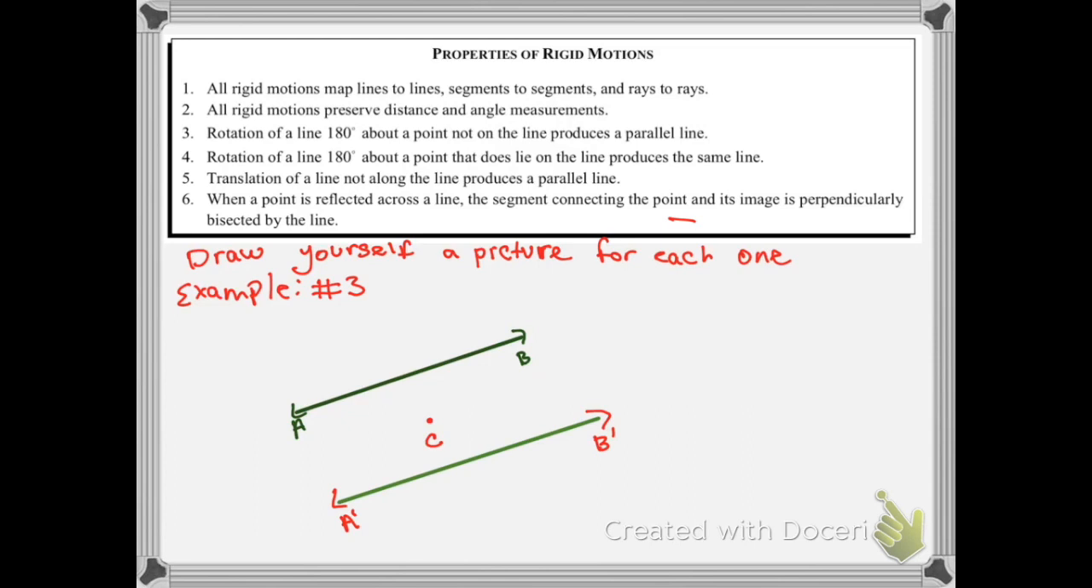Now these 2 lines are going to be parallel. These 2 here are parallel. They will never, ever touch. That's the idea here. So make yourself a diagram for the other 5 remaining.